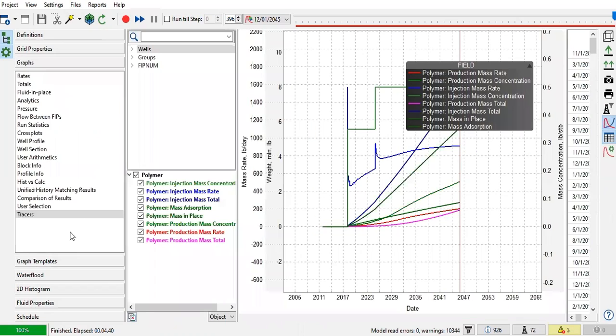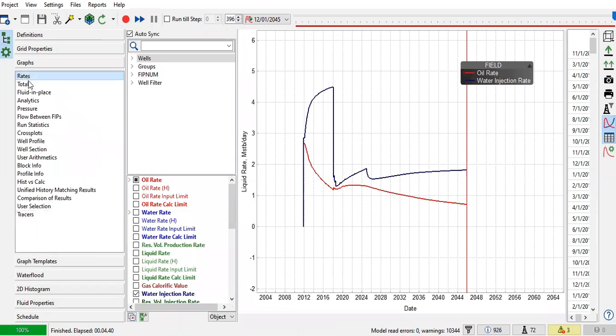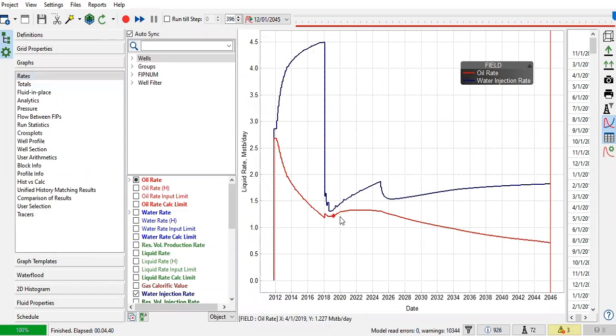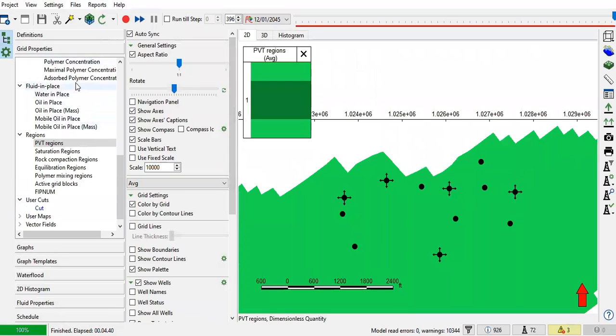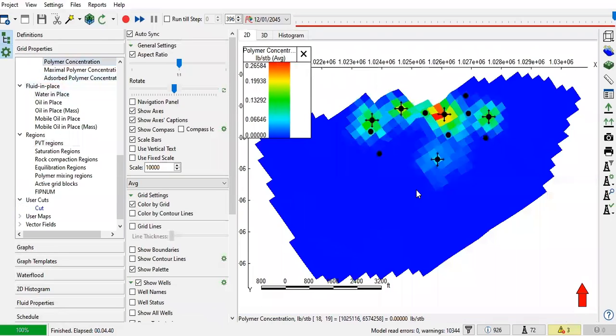Okay, so go back here if you want to check for the last time. Good. The effect of polymer. Okay. And then tracers. And lastly, the polymer concentration.